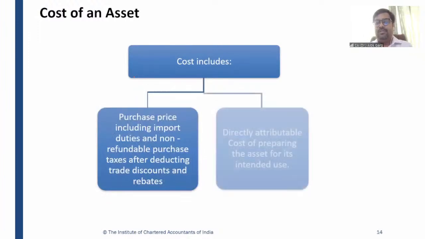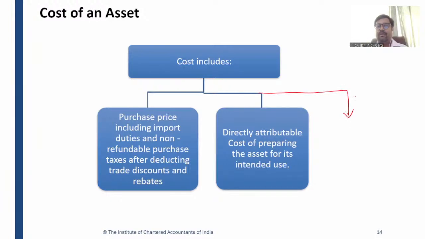So cost includes, if you remember Ind AS 16, there were 3 legs in Ind AS 16. In Ind AS 16, we discussed that cost includes purchase price, including import duties and non-refundable purchase taxes after deducting trade discount and rebates, plus directly attributable cost of preparing the asset for its intended use.